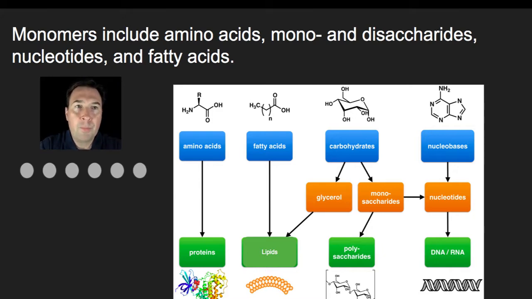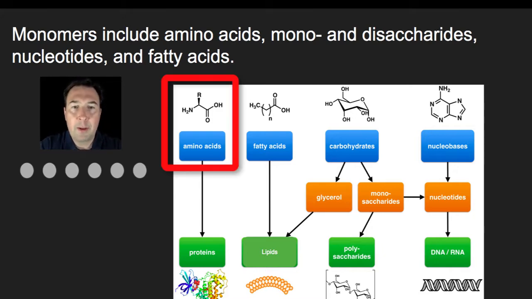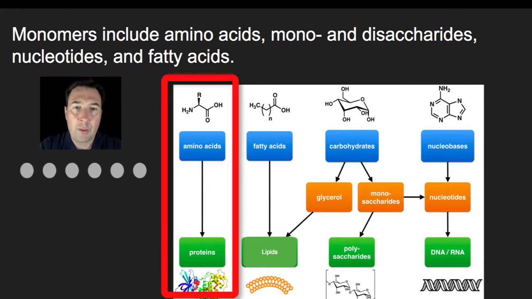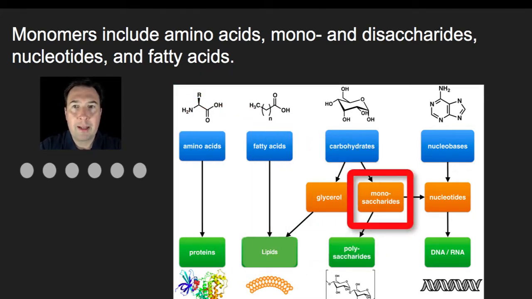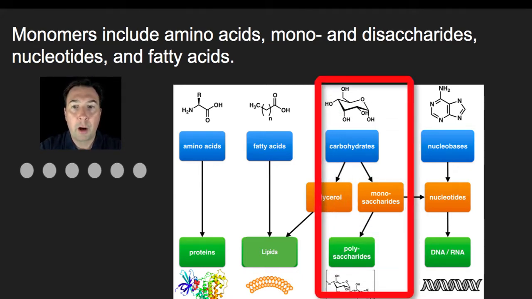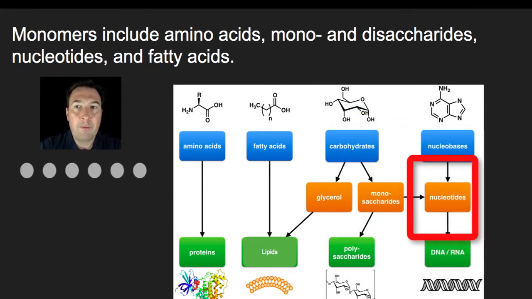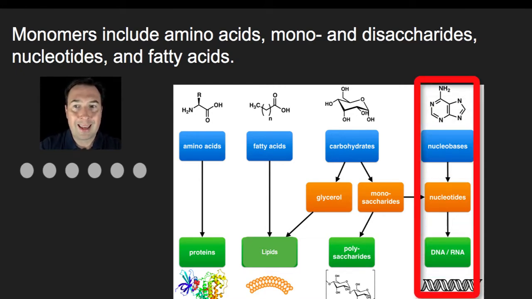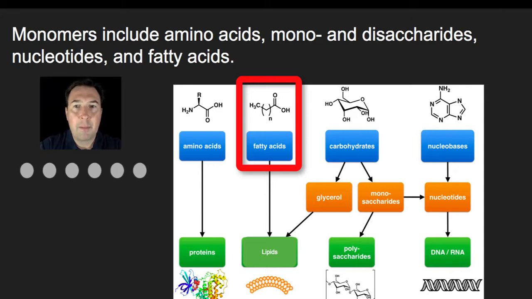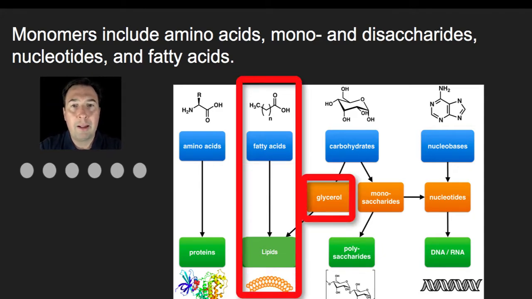All right, so now let's talk about monomers and what the monomers are for our 4 major macromolecules. The monomers include amino acids, and amino acids are the building blocks for proteins. So they are the monomers that build up to make proteins. And then we have things like monosaccharides and disaccharides, and specifically monosaccharides would be the building blocks to make up carbohydrates. And then we have nucleotides, and nucleotides are the building blocks to make up our nucleic acids, specifically like DNA and RNA. And then lastly, we have fatty acids. Fatty acids combine with glycerol to produce our lipids.